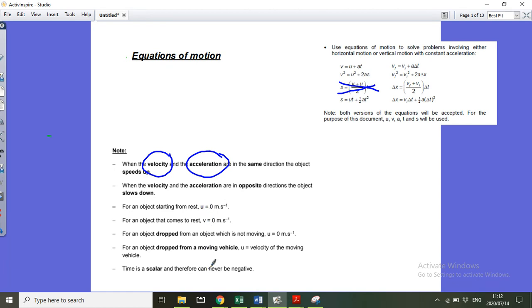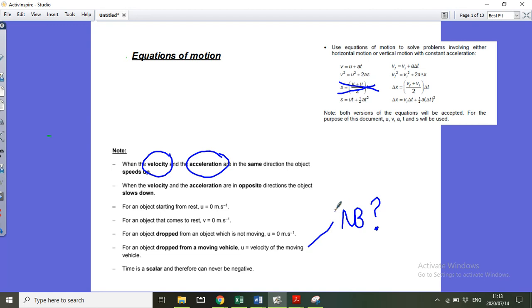Then there are certain things that you need to read from the question. You need to read: come to rest, start from rest, dropped, thrown. These words need to lead you to whether the initial velocity will be 0 or not, or the final velocity would be 0 or not. And then, very important, if you are moving with an object, so if I'm throwing a ball out of a car while the car is traveling, or dropping something out of a car while the car is traveling, the ball starts with that velocity that the car had.